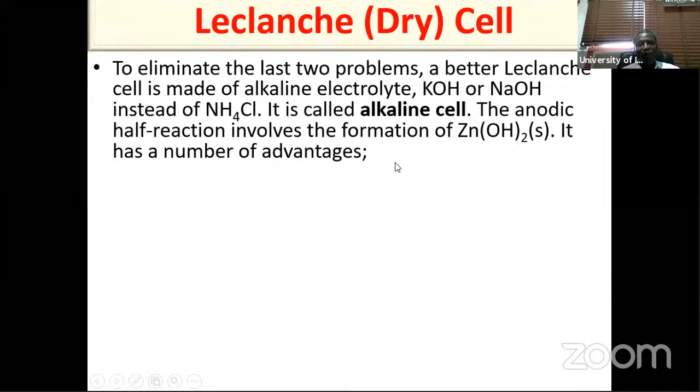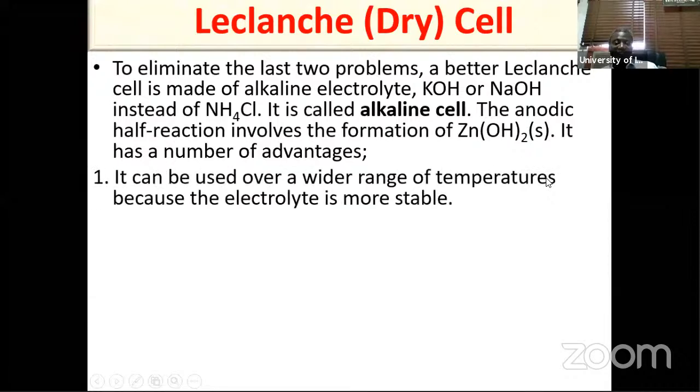So for alkaline cells, instead of using NH4Cl, what you do is to use potassium hydroxide, or you use sodium hydroxide. And in that case, the formation you have is going to be zinc hydroxide solid instead of what you had before. And it has the following advantages.